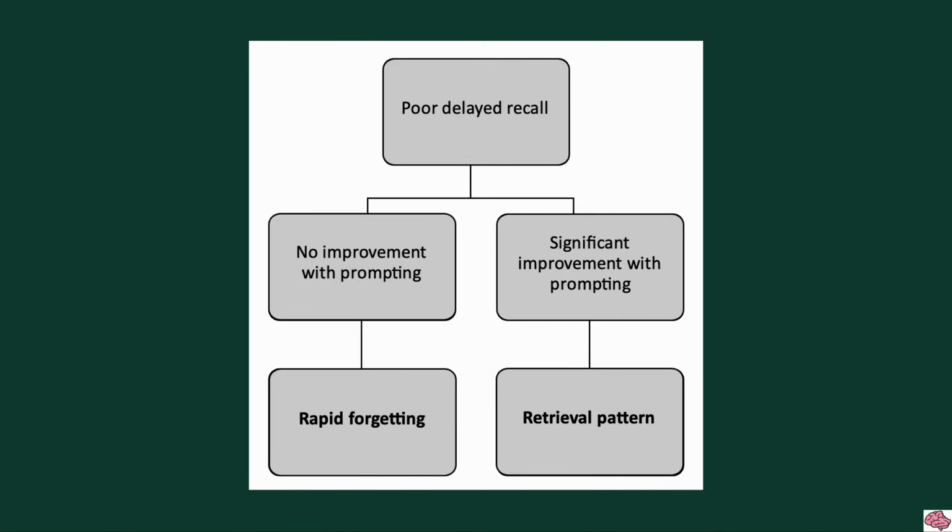In contrast, someone with a retrieval pattern, their primary memory storage structures are working okay. That storage stage of memory processing still occurred, and the information did make it into long-term memory. It is there in the brain somewhere. The person's just having difficulty retrieving it. They're having difficulty accessing it. But because it's there somewhere, of course, prompts and cues will help.